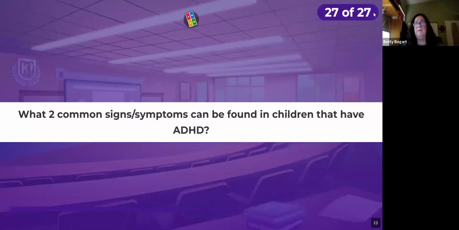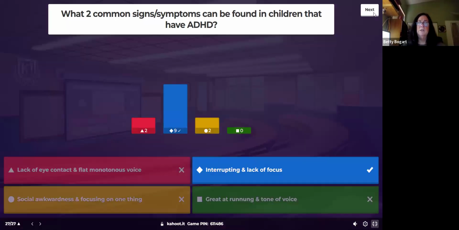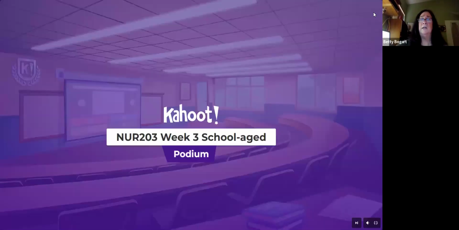What two signs or symptoms can be found in children that have ADHD? So ADHD, it's that constant agitation. They're interrupting. They can't focus. They don't finish. They go from task to task to task. And these children are very frustrated. It can require some psychiatric help, but also could be involved with medications too, or a combination of both, depending on what that child needs.